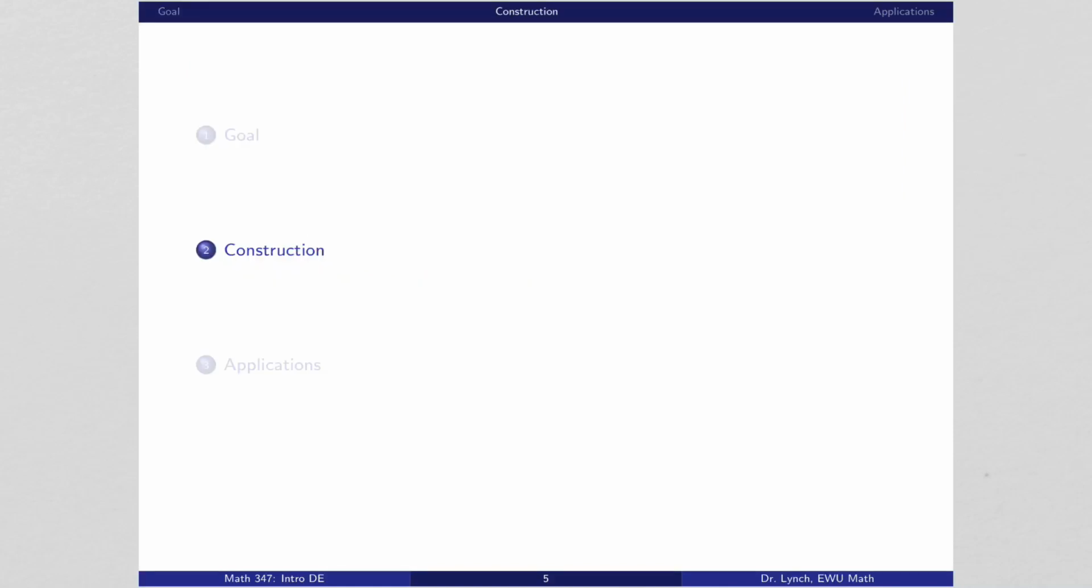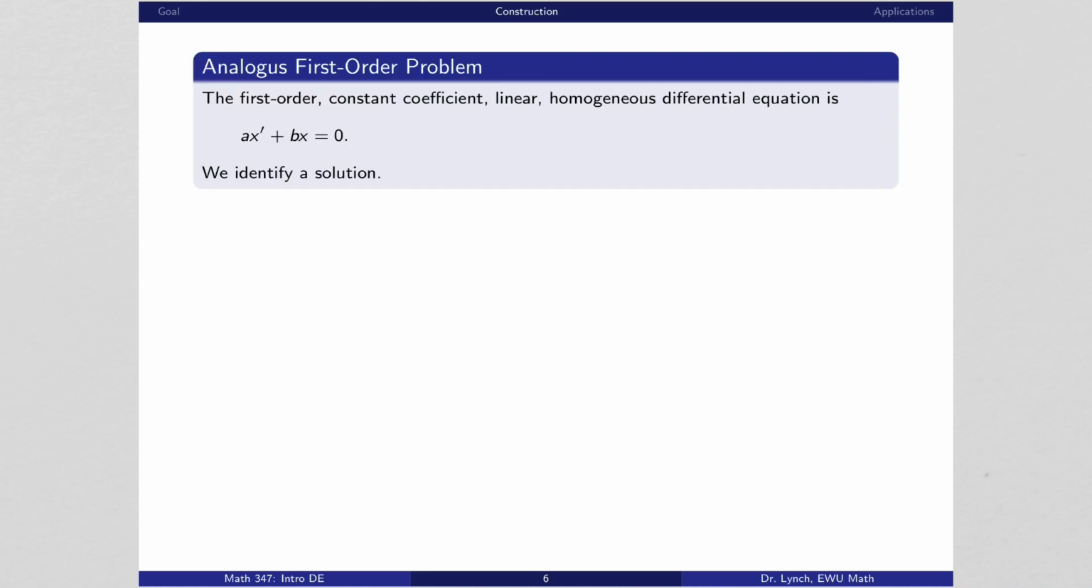Okay, so here is a construction of our fundamental set of solutions in the case of this constant coefficient second order homogeneous differential equation. And in order to do that, we'll first have a look at the analogous first order problem. So the first order constant coefficient homogeneous differential equation is just given by ax prime plus bx equals 0. Now, we know full well how to solve this differential equation. It turns out to be separable, it turns out to be linear, and we can also just recast it as an exponential growth or decay equation.